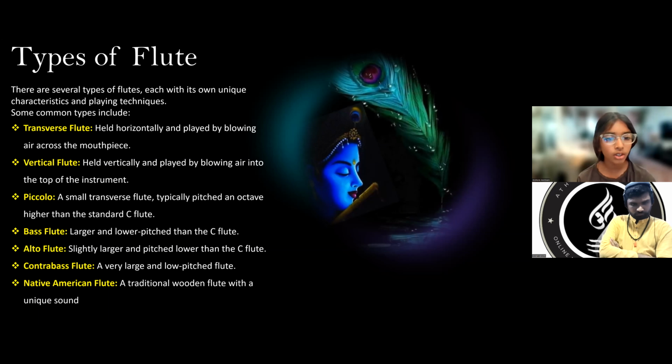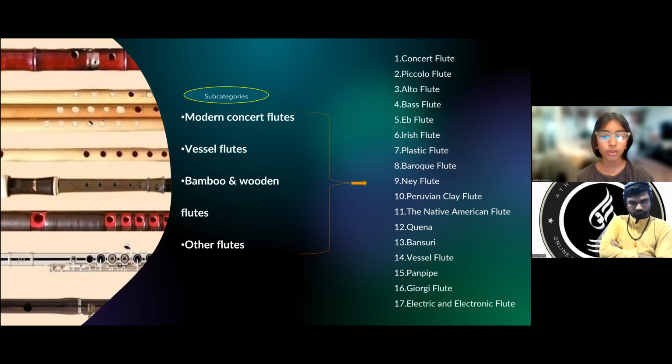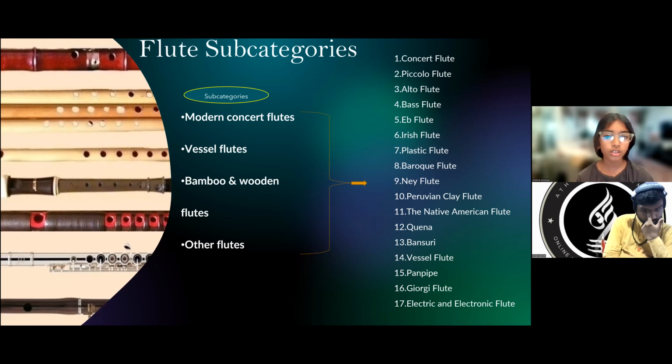Bass flute, larger and lower pitched than the C flute. Alto flute, slightly larger and pitched lower than the C flute. Contrabass flute, a very large and low-pitched flute. Native American flute, a traditional wooden flute with a unique sound. Flute subcategories: modern concert flute, whistle flute, bamboo and wood flute, and other types of flutes. There are more than 17 different types of flutes in the world.